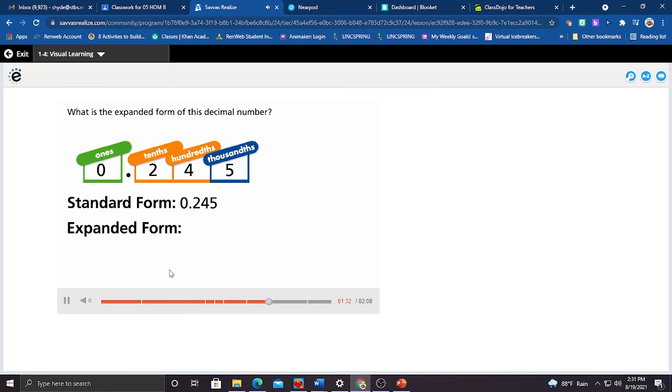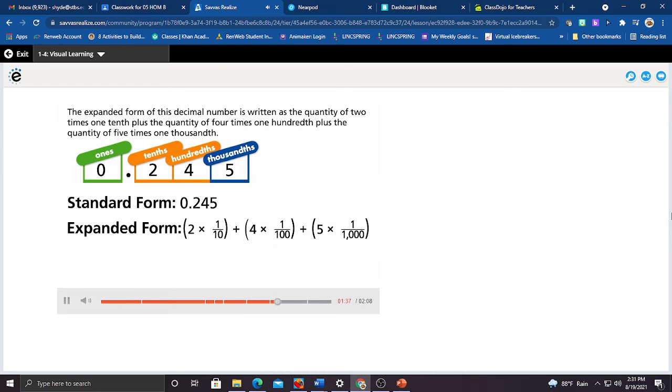What is the expanded form of this decimal number? Remember, we just talked about expanded form, you guys. How would we put this out? Depending on the place value of each number, in a parenthesis along with a fraction form of its placing: 1 over 1,000, 1 over 100, and 1 over 10. The expanded form of this decimal number is written as the quantity of 2 times 1/10 plus the quantity of 4 times 1/100 plus the quantity of 5 times 1/1,000.